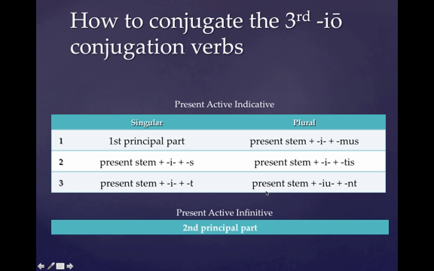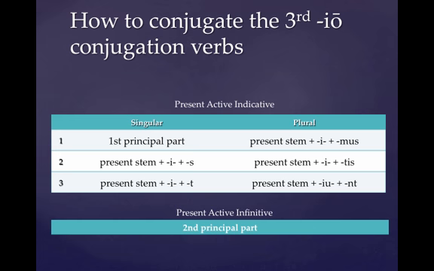Okay? Now, 3rd-io is going to be similar, but just like with the present, the 3rd-io, for the most part, has to retain its I. And I say for the most part because I'm going to show you the exception for that in just one second. Present active indicative for 3rd-io verbs, and again, we're moving on to the next set, 3rd-io, is first person singular, first principal part, always. Second person, third person singular, first and second person plural is present stem, I, plus the endings. And then third person plural is present stem plus IU plus the ending NT.